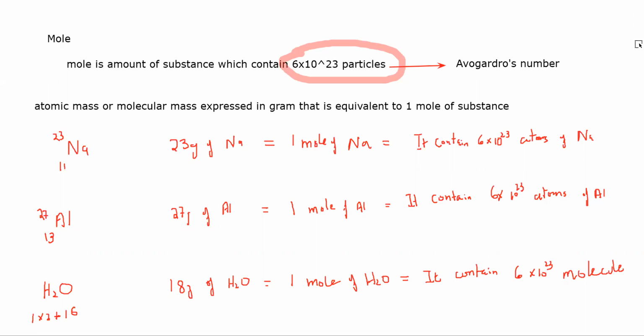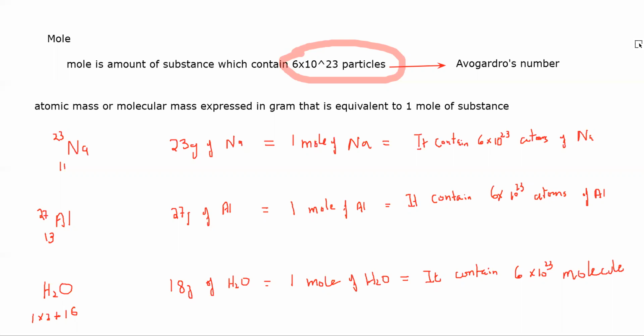So sodium atomic mass is 23. So when I represent 23 gram of sodium, it means I have 1 mole of sodium. And whenever we have 1 mole of any substance, it contains 6 exponent 23 particles. Same thing, 27 is the atomic mass of aluminium.